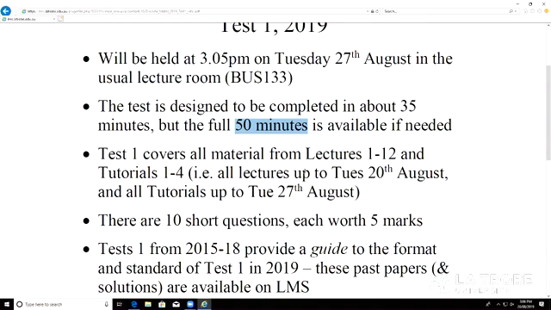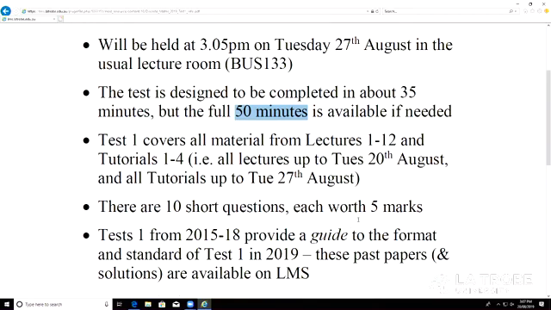What it covers: all material from lecture 1 to lecture 12. Lecture 12 that we are going to do now. That means tutorial 2 to tutorial 5. Next week tutorial is also included in it. So you should have a practice at home, okay, on that tutorial, and bring any questions you have for the next week practice session. It makes sense? Okay. There are 10 short questions, each worth 5 marks.